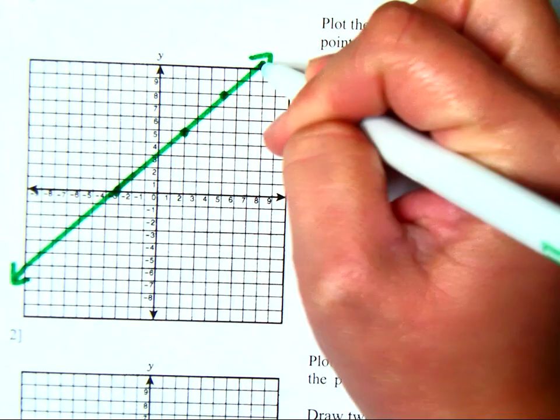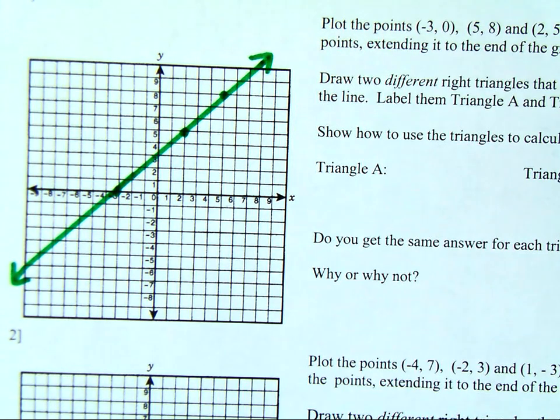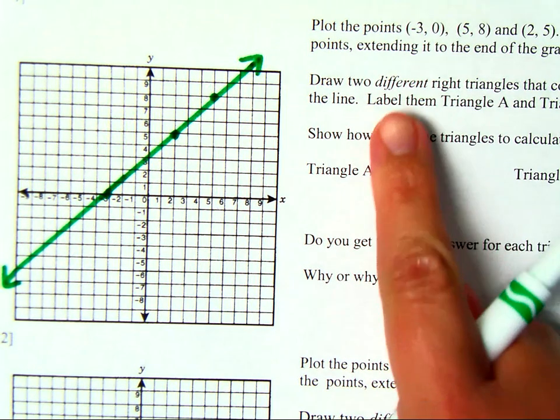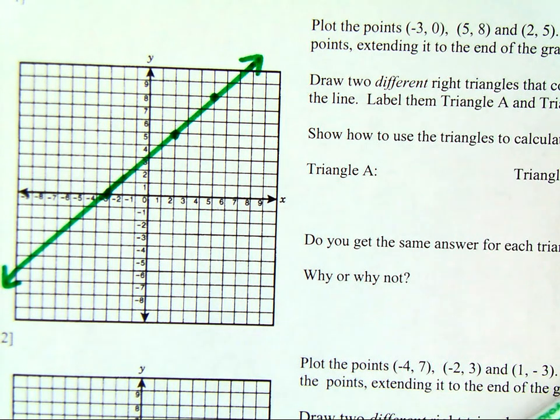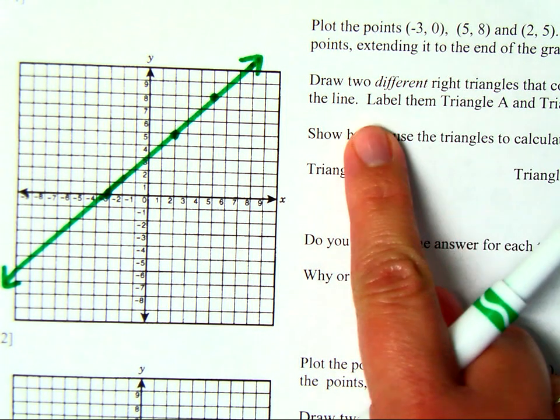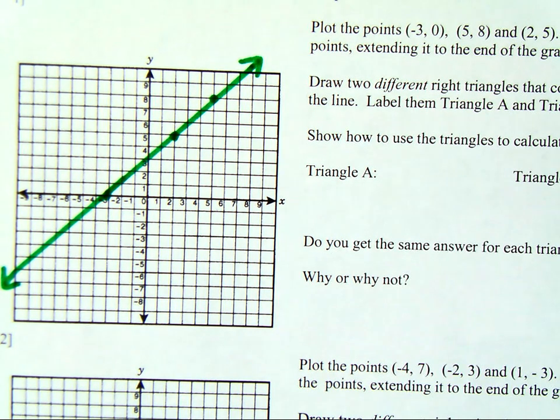And so this line is going to go on and on and on forever. Okay? So now what we need to do, it says draw 2 different right triangles that can be used to calculate the slope of the line. Label them triangle A and triangle B. So basically, we just need 2 triangles.